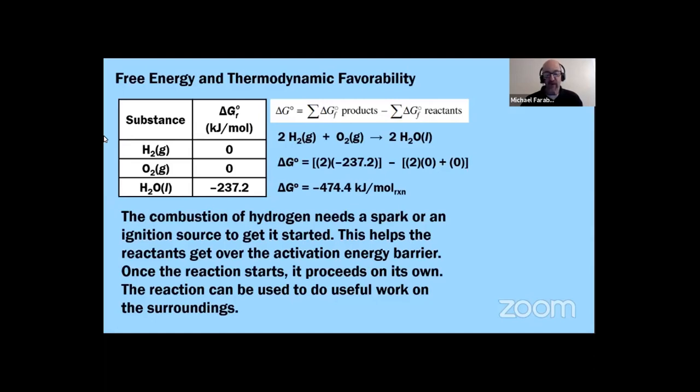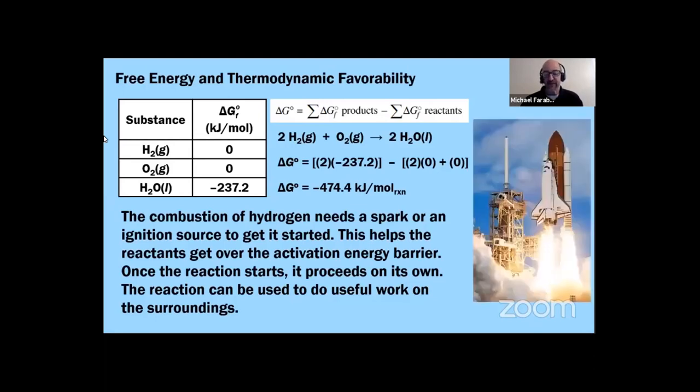And one of the examples of free energy, how it can do useful work on the surroundings, is the launching of something like the space shuttle. So that's powered by hydrogen and oxygen. So obviously doing very useful work in that situation.